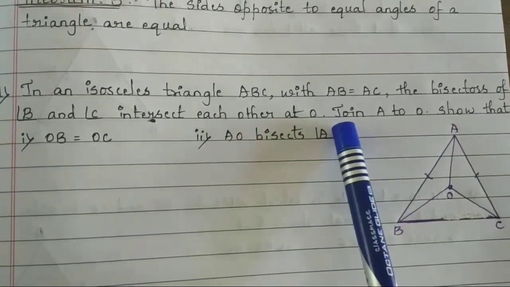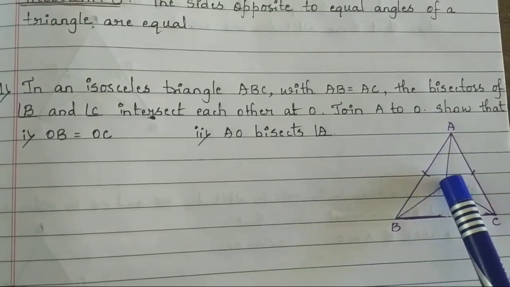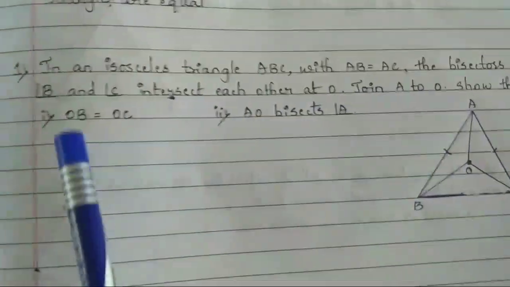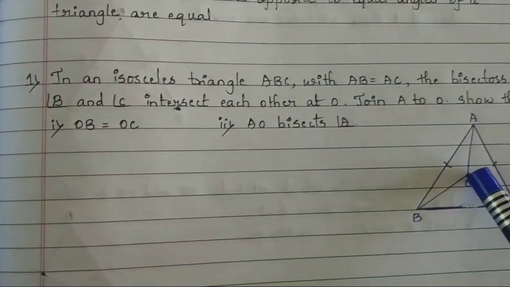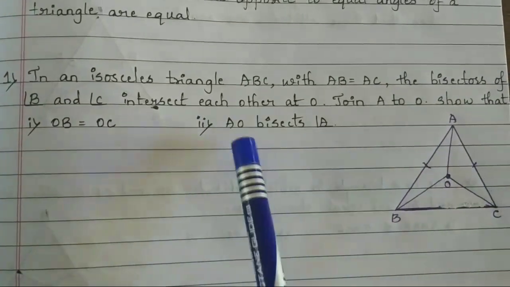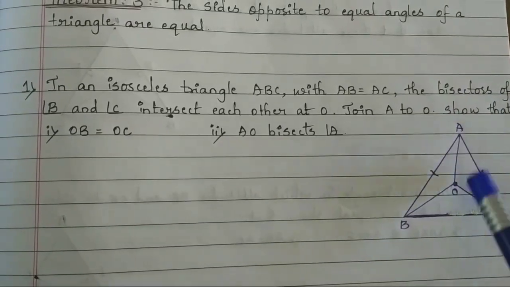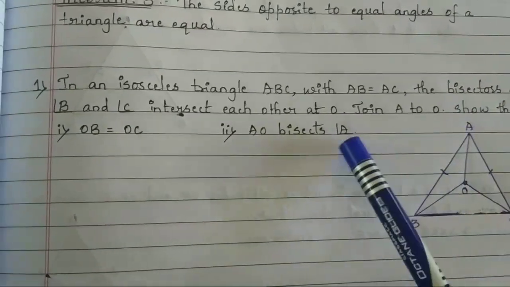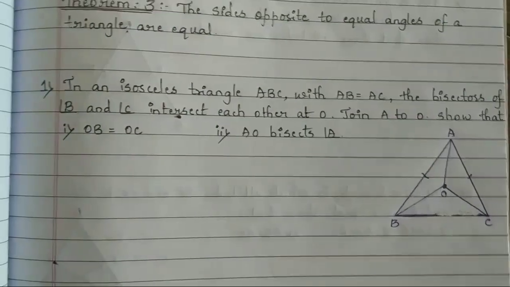Now in the question they have given: join A to O. We have to join this length. Then we have to show two things: that OB is equal to OC, and that this line AO bisects the angle A into half. We have to show that.